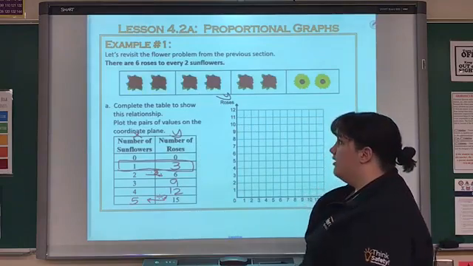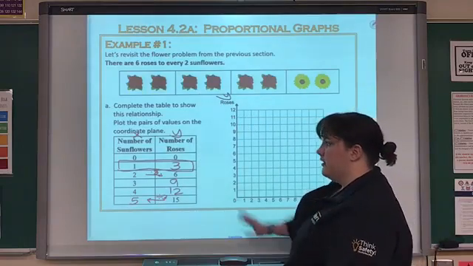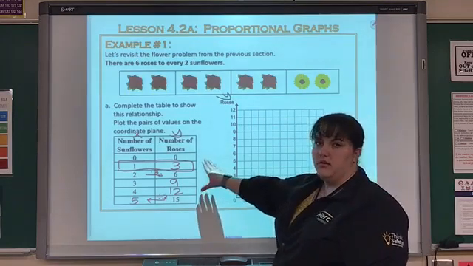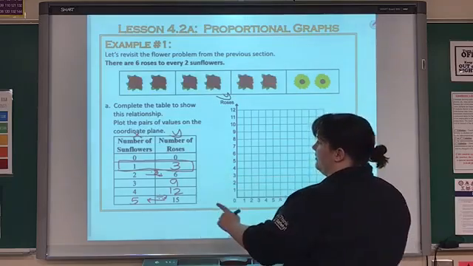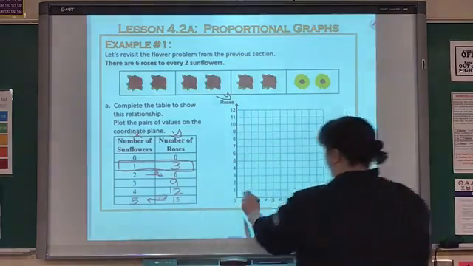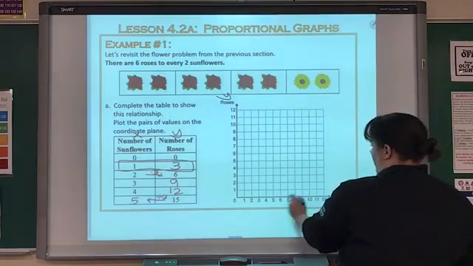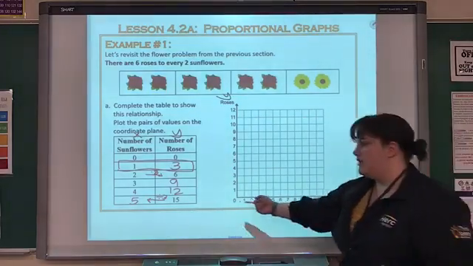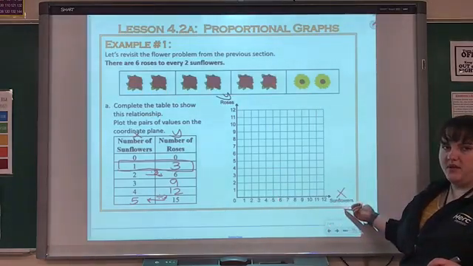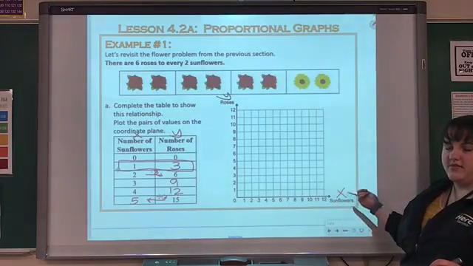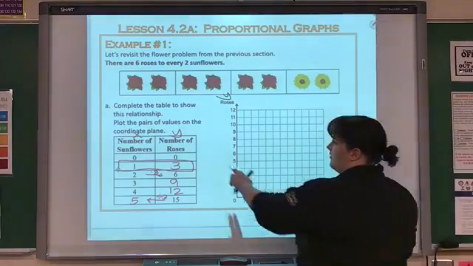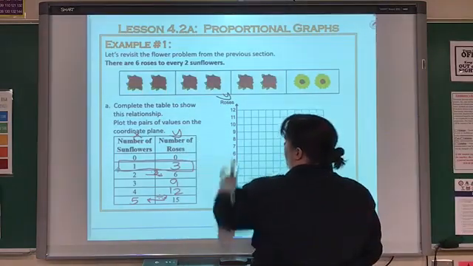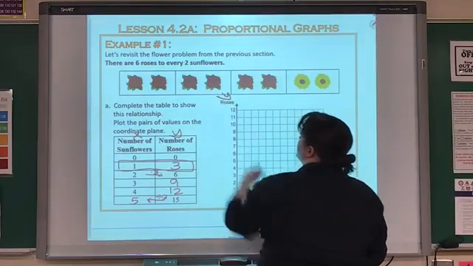Now, we want to graph these points from our table. If you notice, we have the number of sunflowers, that is our x part, okay? This is going straight across the bottom, number of sunflowers. Those are our x values. The number of roses is our y, so those are going to come straight up.